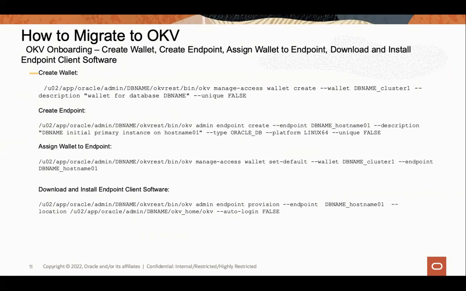Endpoint software. So the benefit of using the provision command is that the command downloads and installs the endpoint client software within one command. The options used in this example: the intended endpoint to install the OKV client software for, and the intended location where the endpoint client software bits, configs, libraries, etc. are stored, which is the OKV_home/okv subdirectory. And the Oracle kernel actually looks for the OKV endpoint client software within this subdirectory, the OKV_home/okv subdirectory. And auto login is set to false because we do not want to create an auto login wallet for the endpoint client software installs on ExaDB Cloud at Customer.